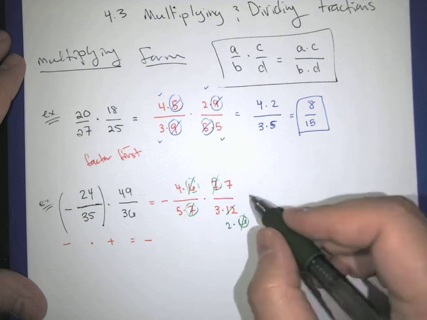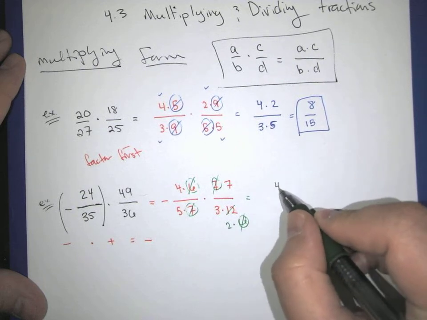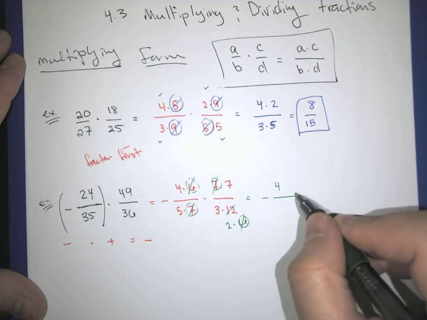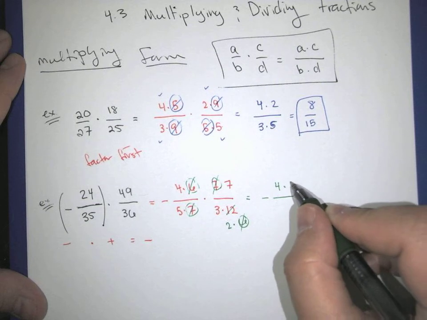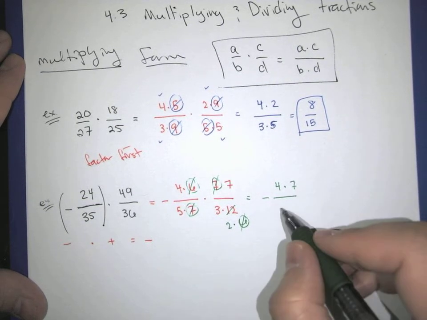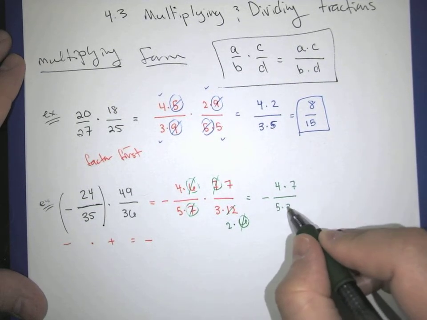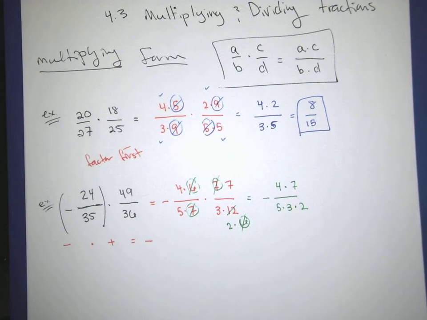That would leave me with, let me write this out. So this is a negative. This is going to be 4 times 7 over 5 times 3 times 2.